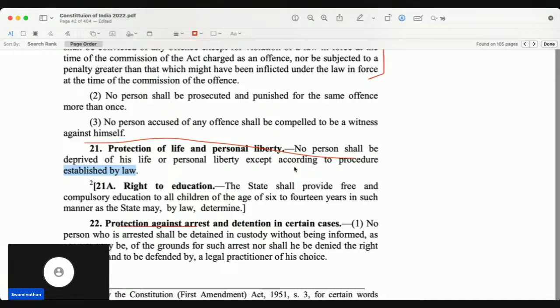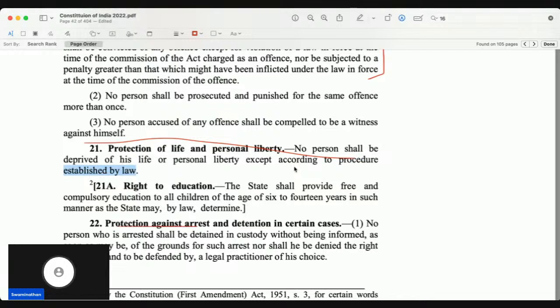What is the difference between procedure established by law and due process of law? Wherever the concept of due process of law is being followed, the judges are also authorized to check whether the law is reasonable or not, whether the law is fair and just or not.